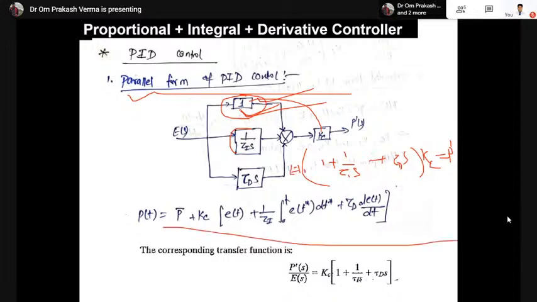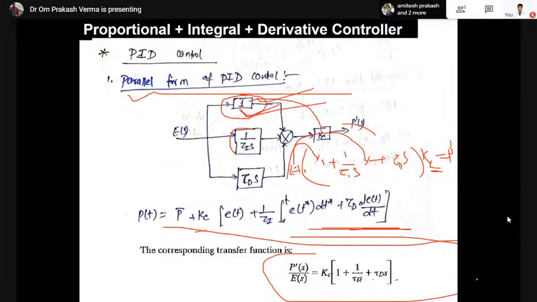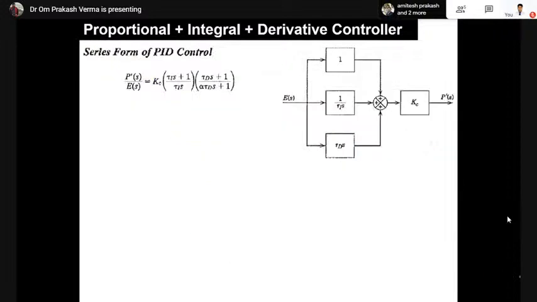So how is it written mathematically? We have taken Kc common, and E s is multiplied in each term. So this is the transfer function for the parallel PID controller. Again, now see the series form. It's a parallel form, no problem.